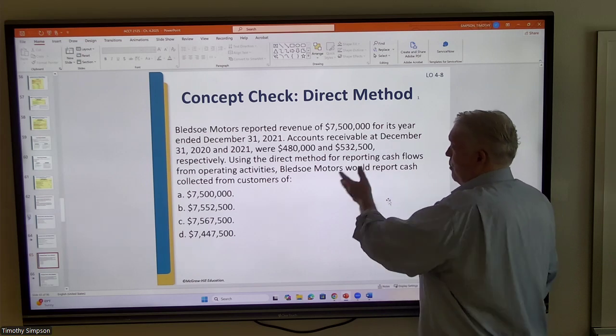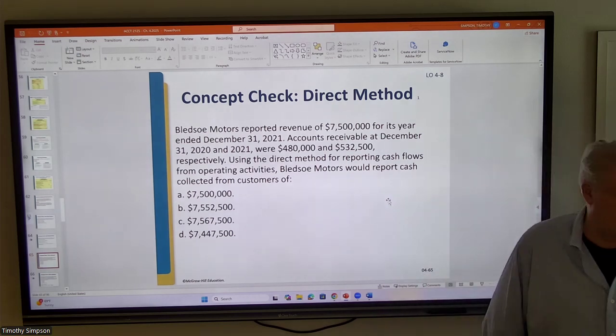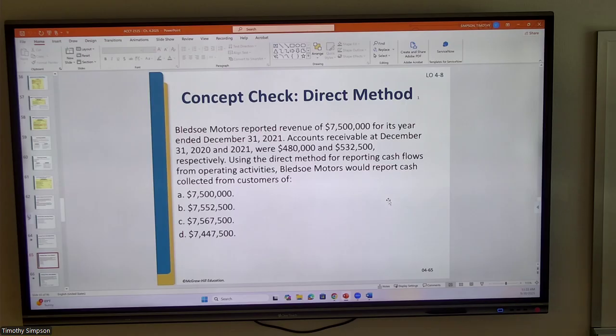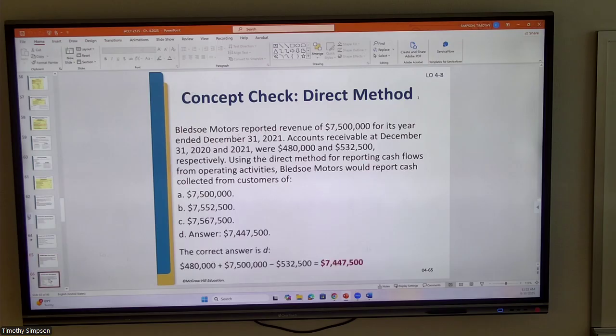Well, all right, so we're using the direct method, meaning that we've only got one thing to record here. It's just a simple math problem, right? So we start with net income, right? And we simply do what? Well, we have an increase in accounts receivable. And remember, let's go back here to what we are talking about. We have to add the 480,000, which is the 480,000 plus 7 million minus 532, which gives us 7,447,000.